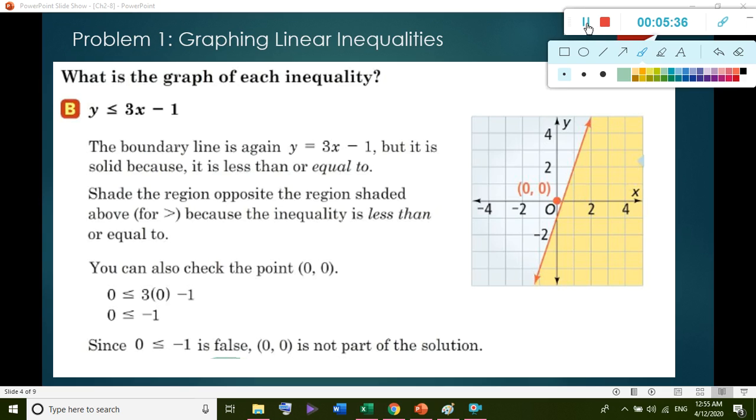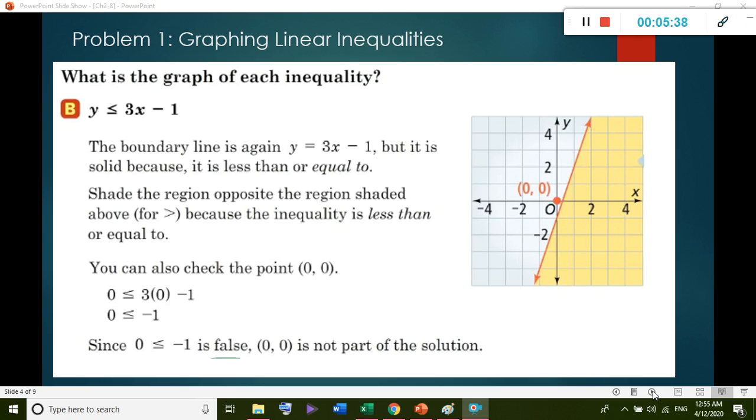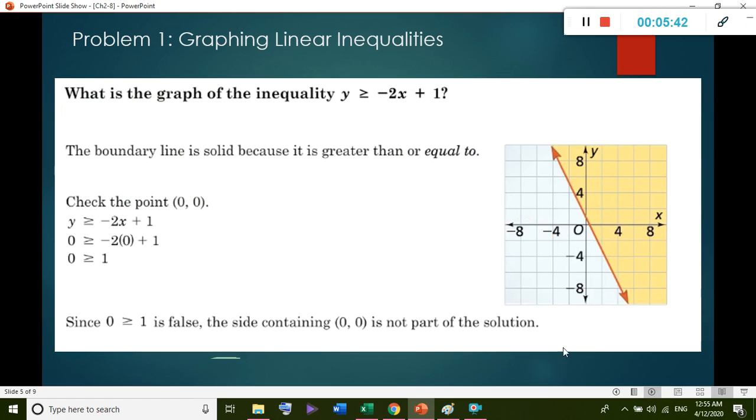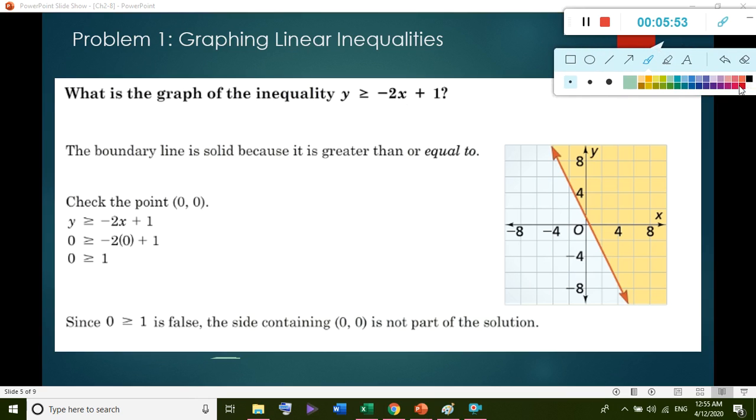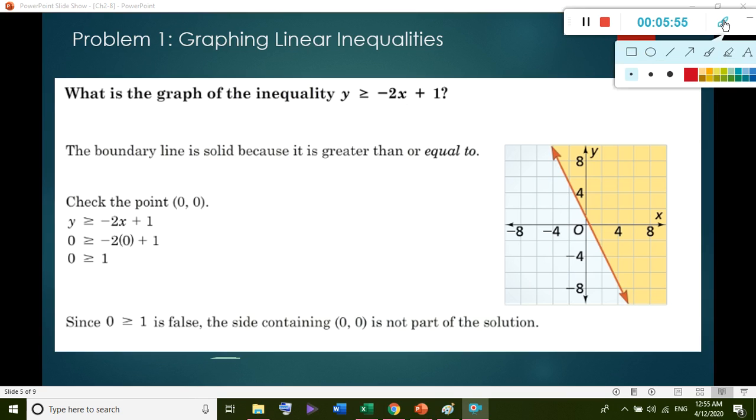Okay, now let's go for another problem that talks about graphing linear inequalities. What is the graph of the inequality y greater than or equal to -2x plus 1? Okay, so let us solve this here. It's going to be a straight line without dashes, because here we're going to have the equal sign. And you know how to graph the line itself.